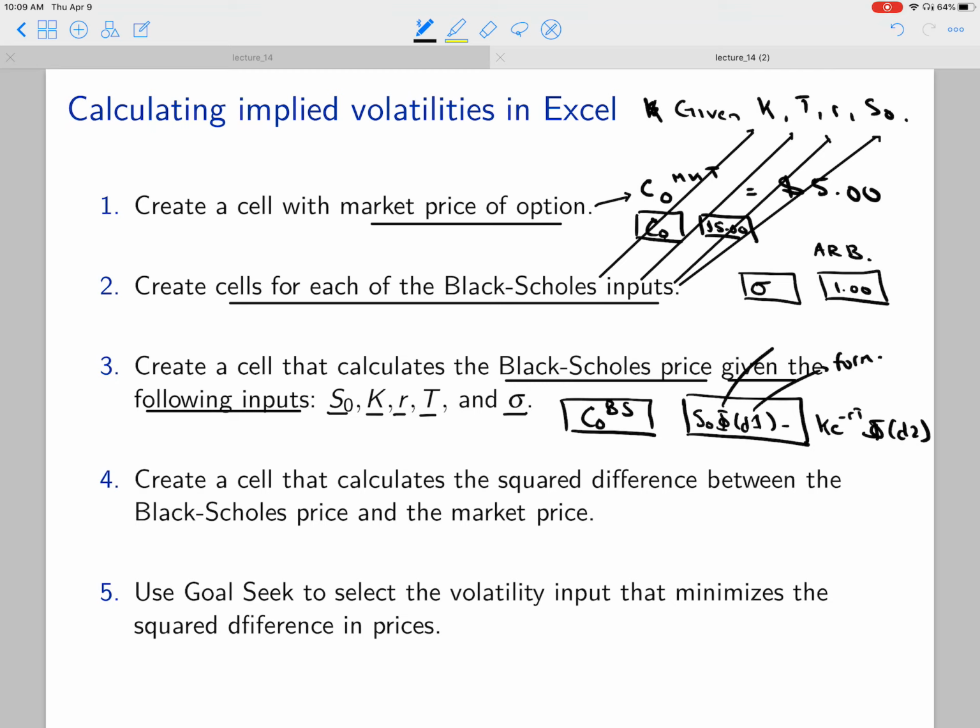Same with this, it's going to be NORM.S.DIST. What this cell is going to do is take in all these inputs that you've hard-coded. Okay, volatility is going to be a variable it's going to select eventually, and then it calculates what the Black-Scholes price is. So whenever you change one of those inputs in your Excel spreadsheet, this Black-Scholes price should change as well. Okay, final thing, you create a cell that calculates the square difference between these two prices.